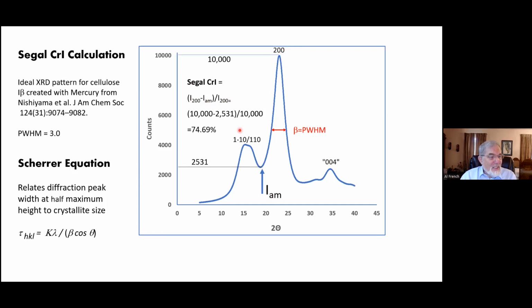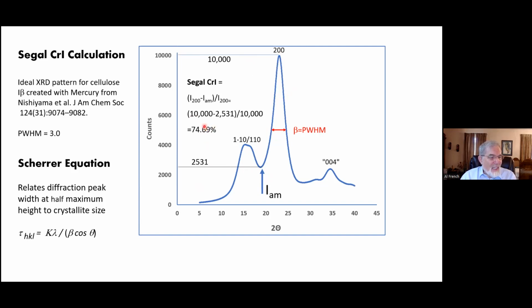And this is the peak label. These are two major peaks next to each other, or adjacent, and they overlap. And so you can just calculate, say this is 10,000 counts for the 200 reflection, and 2,500 here. So if you subtract 2,500 from 10,000, you get 7,500, and that equates to 75% crystallinity.